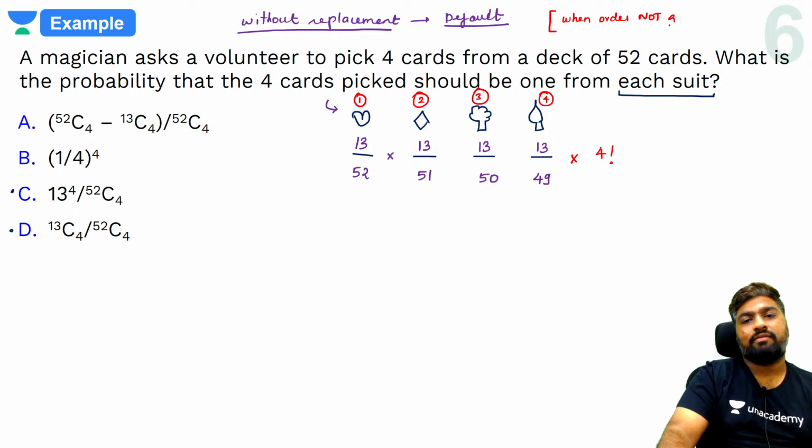When order not given, always arrange. Do you remember this?